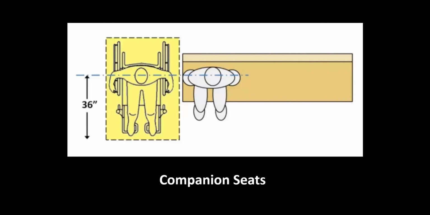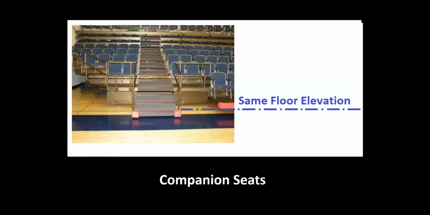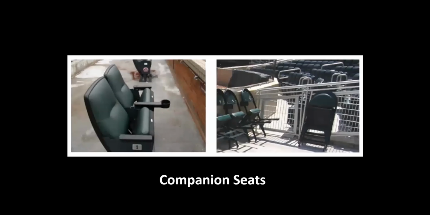In row seating, companion seats shall be located to provide shoulder alignment with adjacent wheelchair spaces. The shoulder alignment point of the wheelchair space shall be measured 36 inches from the front of the wheelchair space as shown in this diagram. The floor surface of the companion seat shall be at the same elevation as the floor surface of the wheelchair space. Companion seats shall be equivalent in size, quality, comfort, and amenities to the seating in the immediate area. They are permitted to be movable.